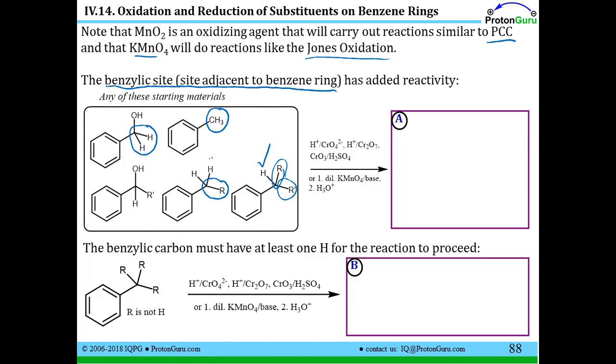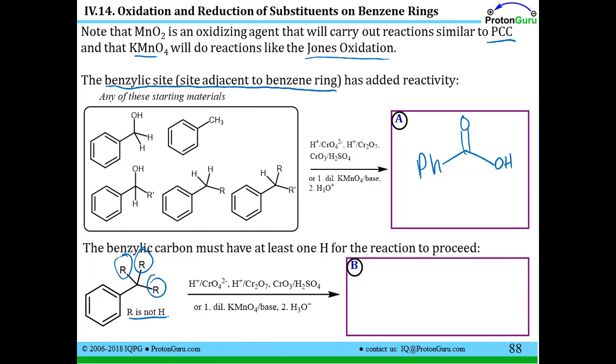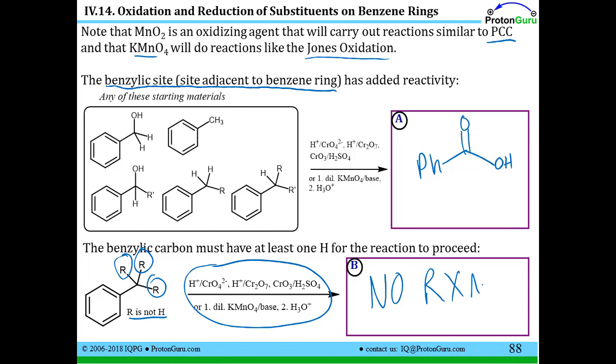Or 2 R groups, as long as you have at least one H on that benzylic site to get the reaction started, even if it's just all H's and no alcohol at all, you will actually oxidize that benzylic carbon and make benzoic acid. Now, if none of these R groups is an H, you can't get the reaction started. So even if you use these really powerful oxidizing reagents, you'll find that there's no reaction.